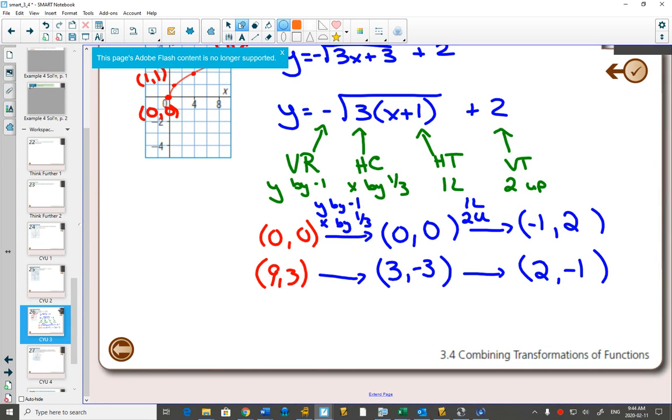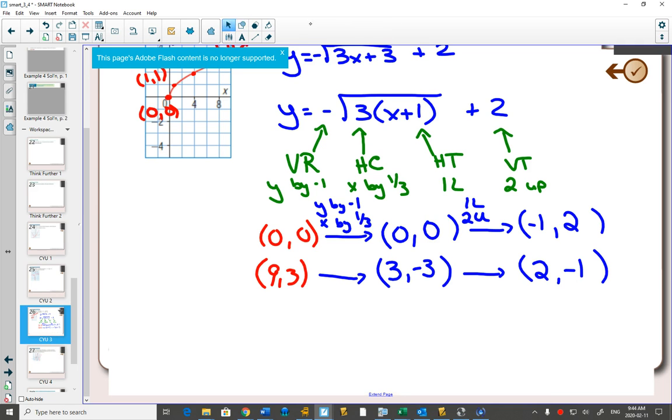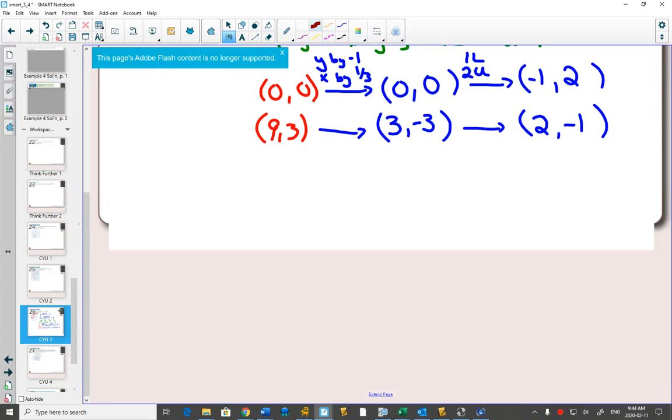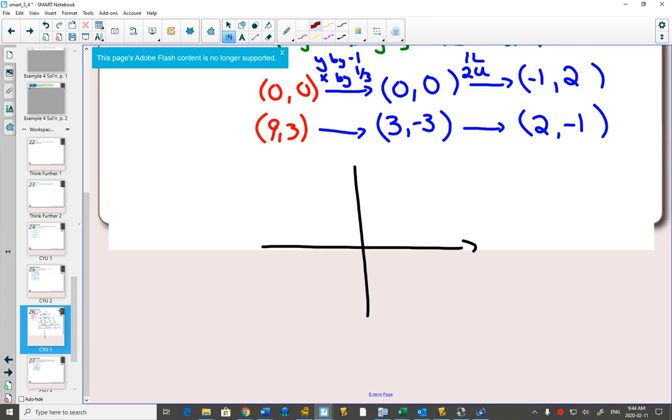If you can, I would recommend drawing your new graph or your new equation on a new graph. So I now have the point -1, comma 2. I'm going to label that. And 2, comma -1.